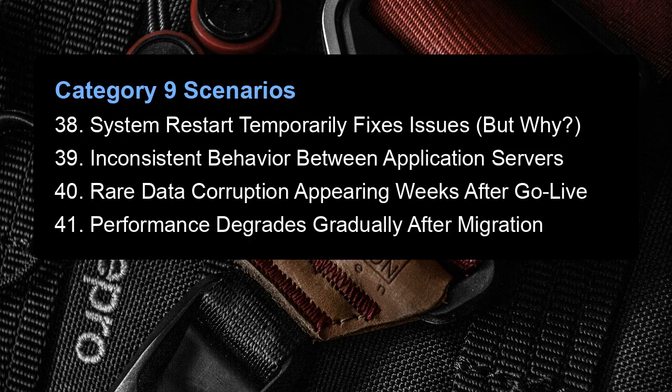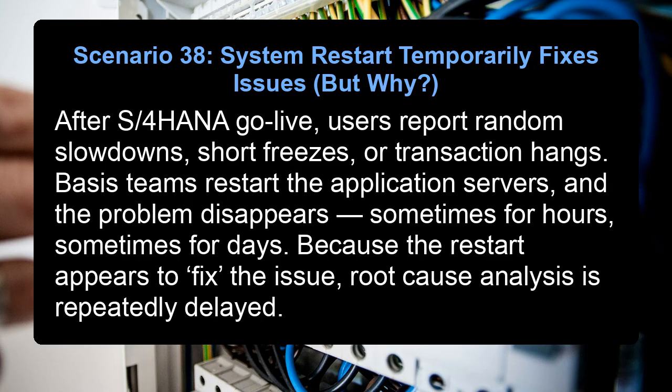Category 9 scenarios. 38. System restart temporarily fixes issues, but why? 39. Inconsistent behavior between application servers. 40. Rare data corruption appearing weeks after go-live. 41. Performance degrades gradually after migration. Scenario 38. System restart temporarily fixes issues, but why?